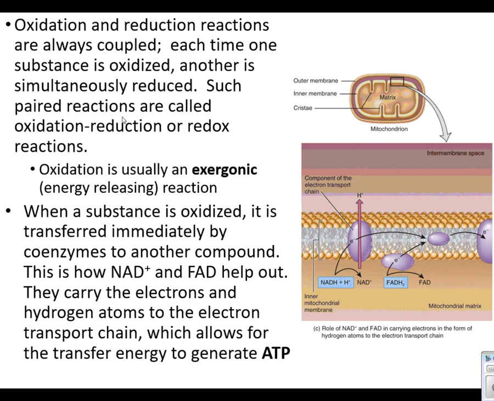They carry the electrons and hydrogen atoms to the electron transport chain, which is where the bulk of our ATP is produced. Here we can see NADH + H+ and FADH2. That's their reduced form. They're becoming oxidized because they're donating electrons and hydrogen ions to form NAD+ and FAD. Okay. And that way they can go back like a car and pick up Big Brother and Little Brother again.